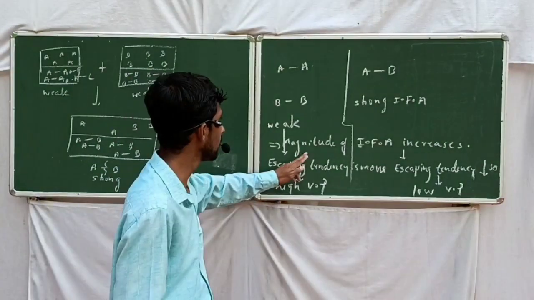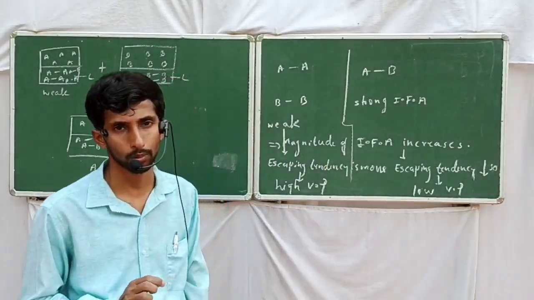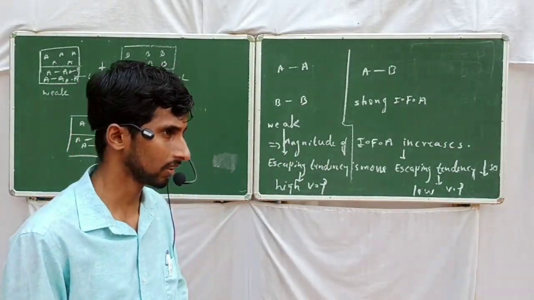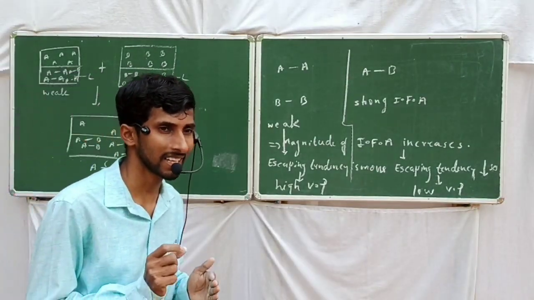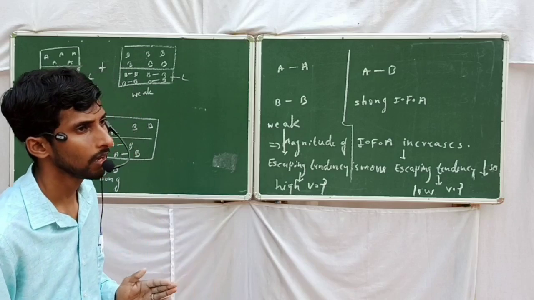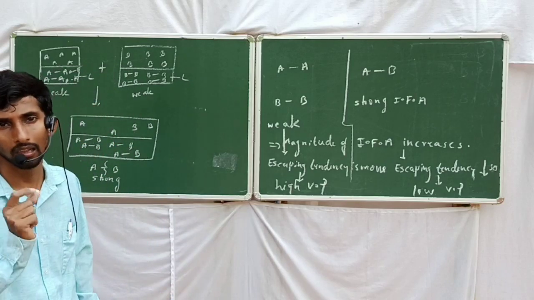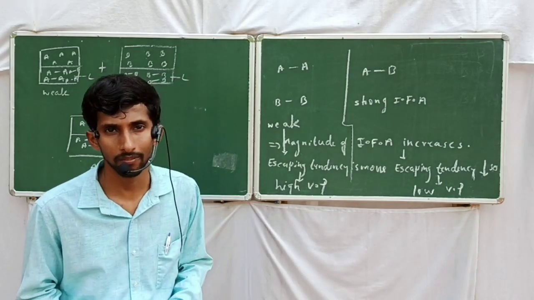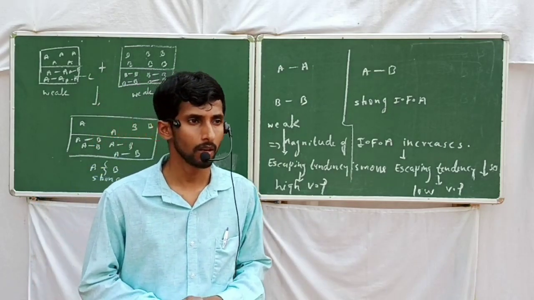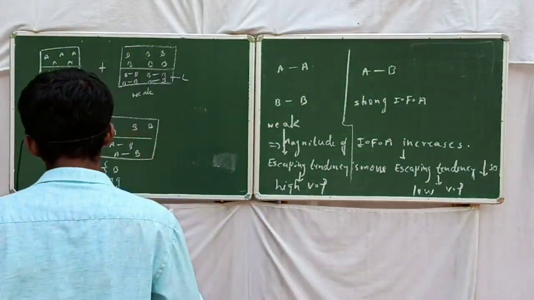So there is an increase in the magnitude of intermolecular forces of attraction. Okay, if magnitude of intermolecular forces of attraction increases upon mixing, then vapor pressure of the solution is lower than that calculated from Raoult's law. That is the reason for the negative deviation from Raoult's law. Okay, that is the first characteristic.